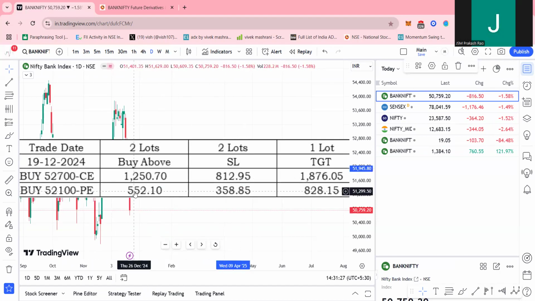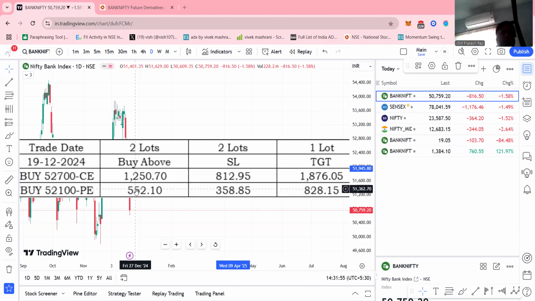The 52,100 put, 552. So the first target you will have is around 150 points. Second target around 250. Like that we divide and trade. So if you're taking two lots, for example, the first lot we will book at the first target. Second lot we will wait for the second target, but we will keep a stop loss at break even. You understood, right? All of you understood?